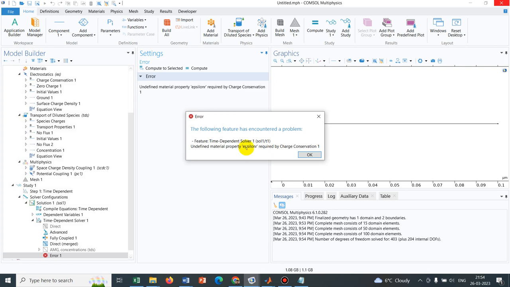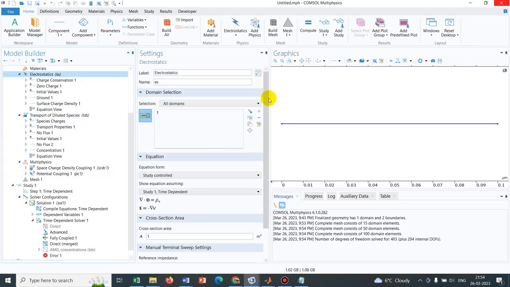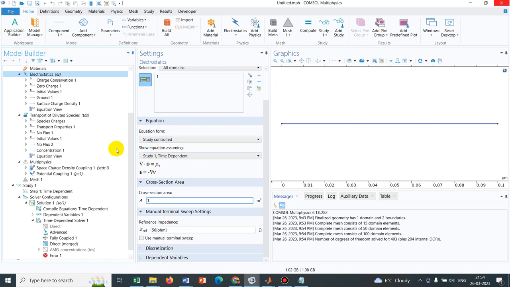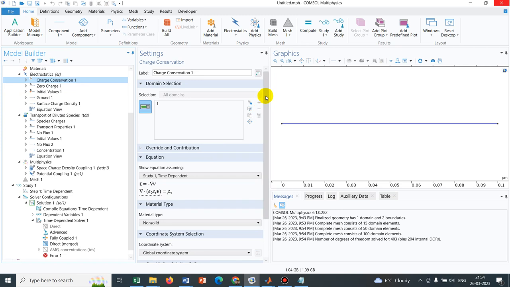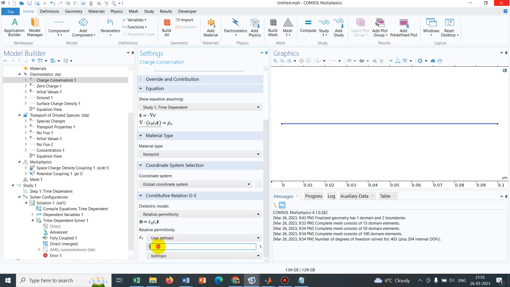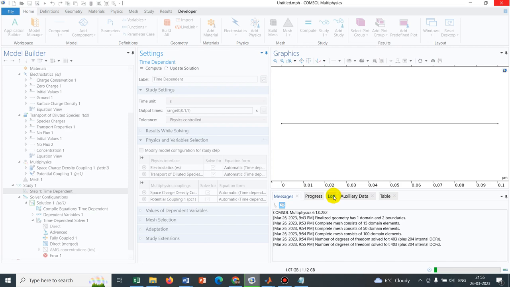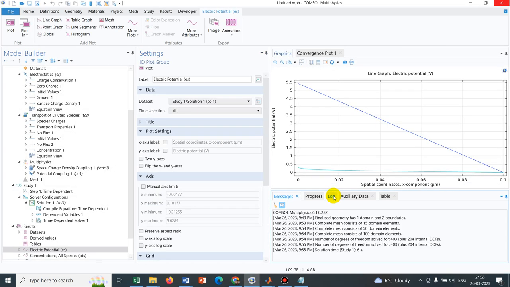So this is asking for epsilon r. The epsilon r has not been defined, that's why it is asking for that. So let us define it. Epsilon r might be somewhere here, because in this equation we have epsilon, charge conservation. Let me see. Yeah, this is defined from material, but we don't have any material, so we have to make it user defined. Say any random value we put for the time being, say 20. It's not accurate, but still. Again, I click on compute. Let's see if it runs now. Yeah, it's running.